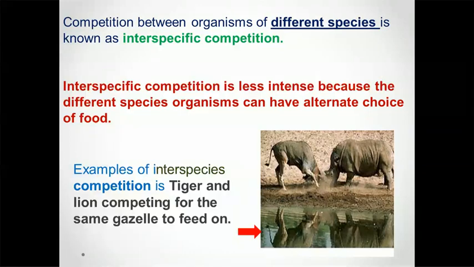Now, an example of interspecific competition is the one between a tiger and a lion competing for the same gazelle or zebra. It can also be between different species, like what we have here in this image, competing for the water. I want to believe that is what they are fighting over.